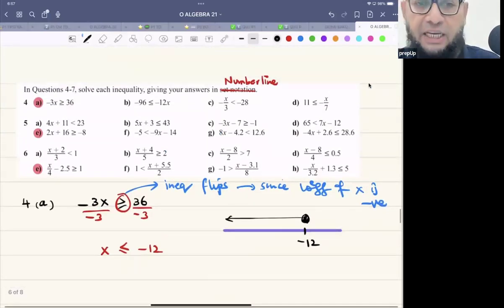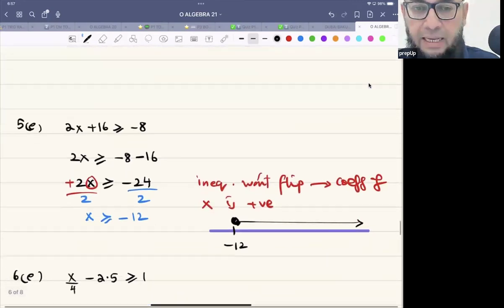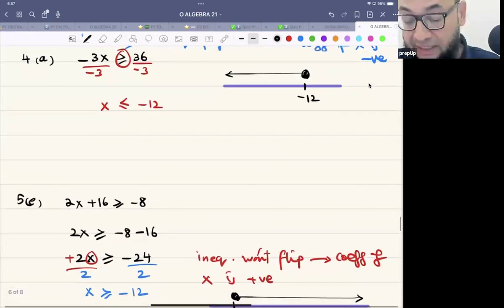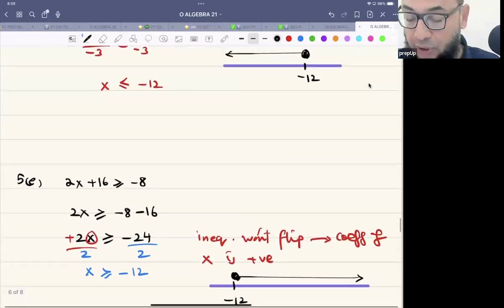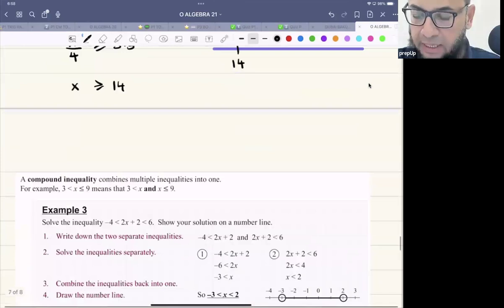So I hope you all have checked your answer. The first answer is x less than or equal to negative 12. The other answer is x is greater than or equal to negative 12. The first one is lesser than or equal, the second one is greater than or equal. The third one is x is greater than or equal to 14.